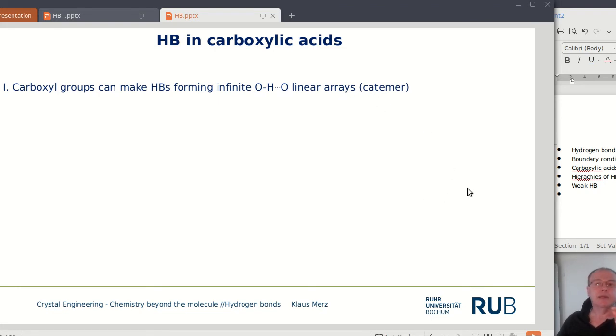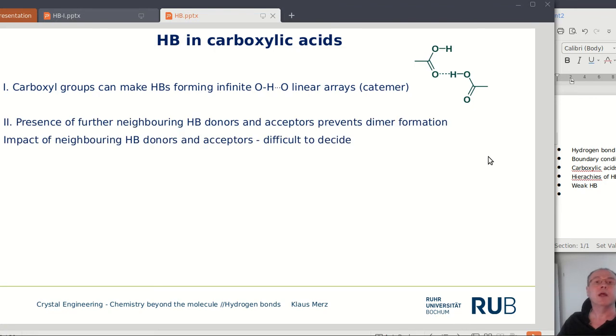very often we see the formation of arrays which are named catemers, something like this. The chain goes on; chains, catemers. This is one point. The second possibility is that further acceptor groups are around in the environment, and so we have a competition between them.